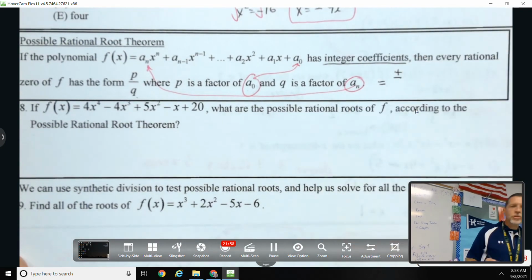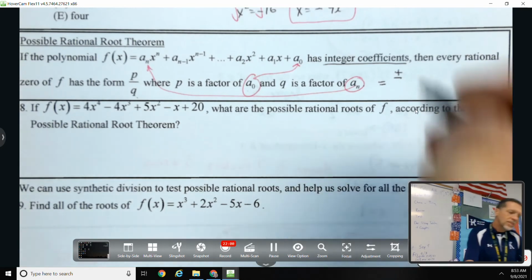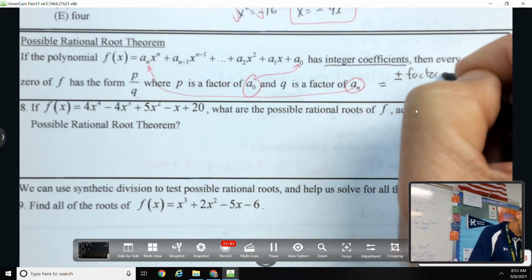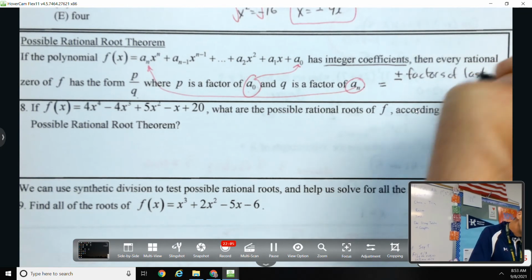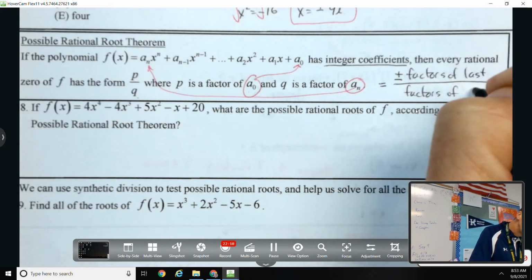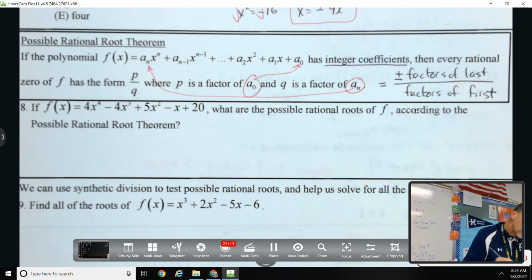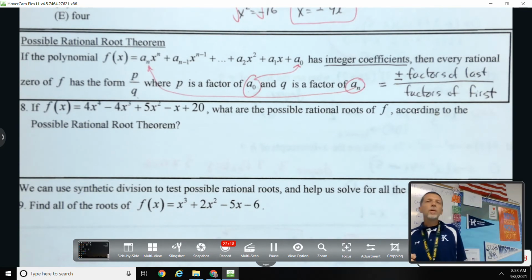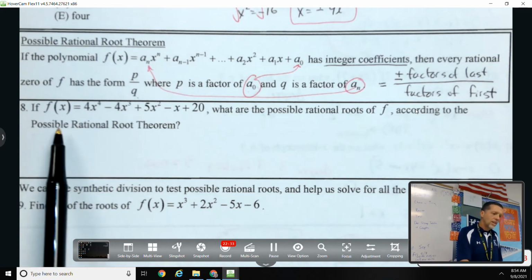Here's the shorter way to say this. It's plus or minus factors of last over factors of first. As long as you have a plus or minus somewhere, it doesn't matter if it's in the top, bottom, or out front. It goes to both. Plus or minus. These are the things that might work. And we'll get to that in a minute.